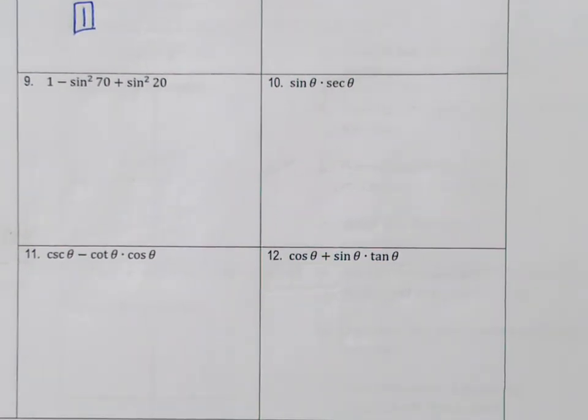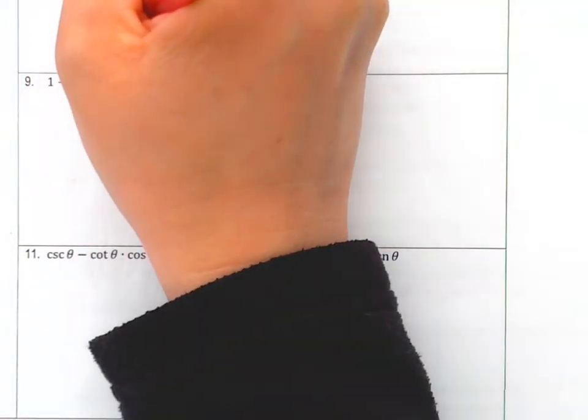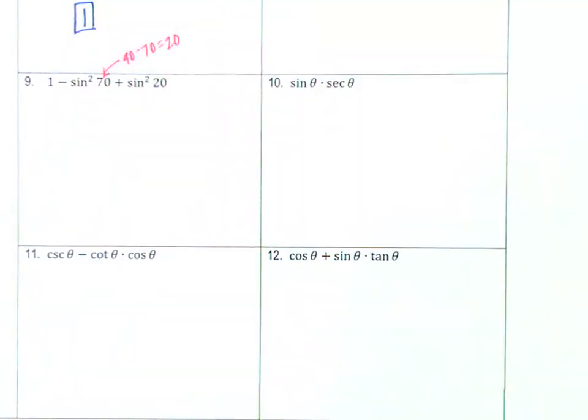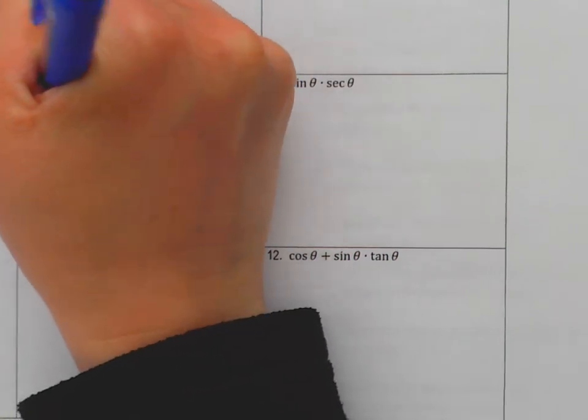Okay, so first thing I would do is try and get them to be the same angle measure. So let's say we switch the 70. I'm just going on the idea that maybe you guys are always picking the first one to change, but either one that you change, you should still get to the same answer. So 90 minus 70 does get me 20. So I'm going to rewrite this 1 minus cosine squared 20 plus sine squared 20.